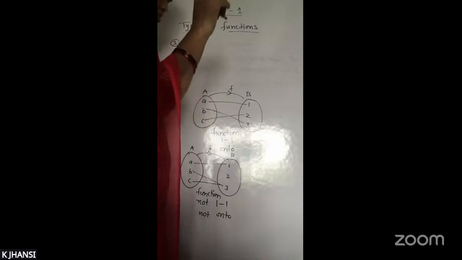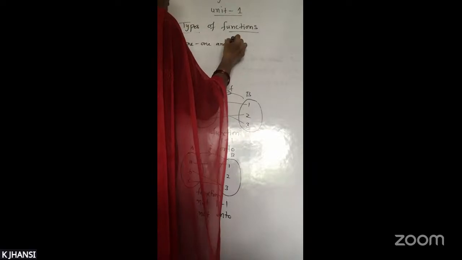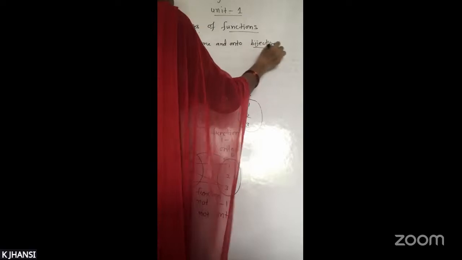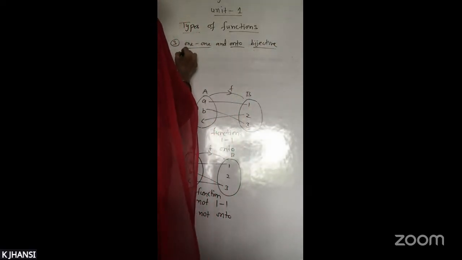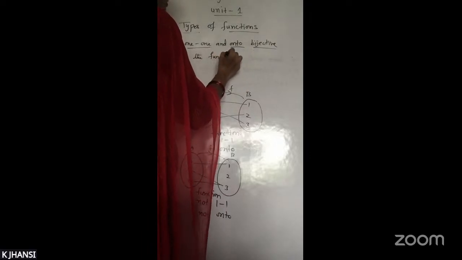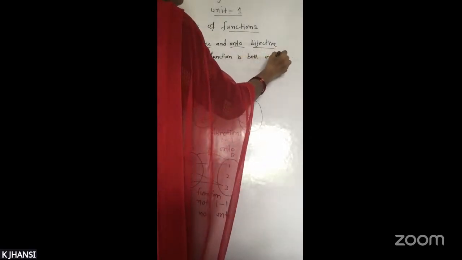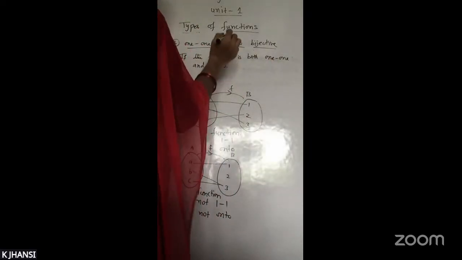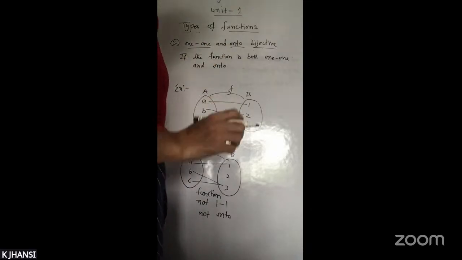Third one is one-one and onto. It is bijective. If the function is both one-one and onto, then we call it a bijective function, and this is the best example for that one. Okay.